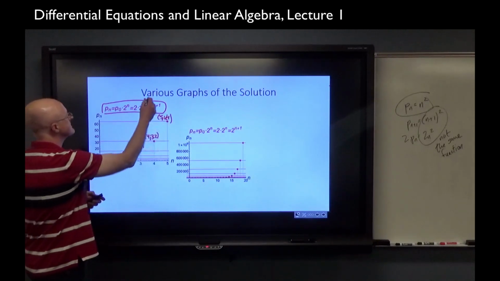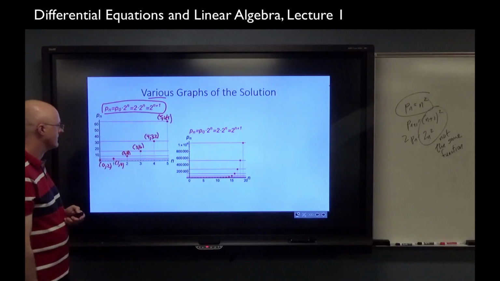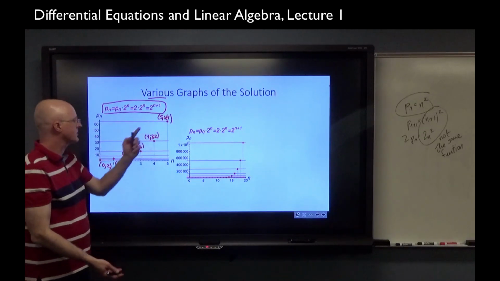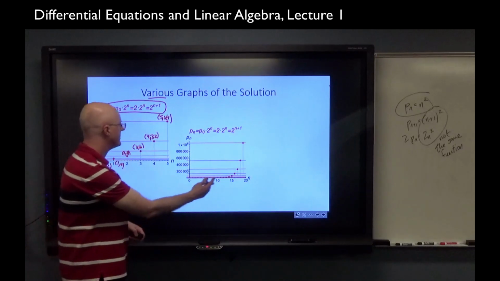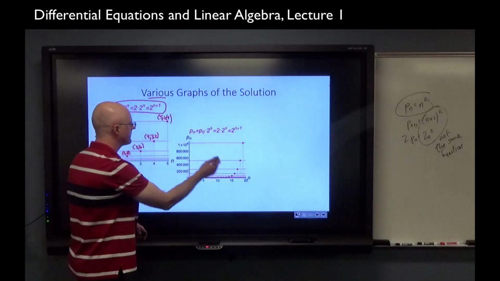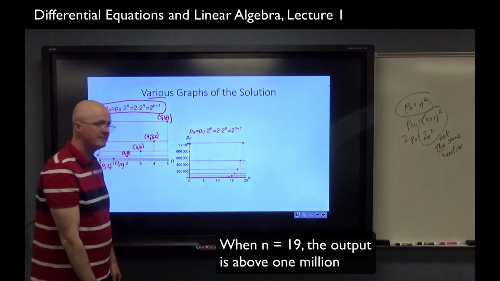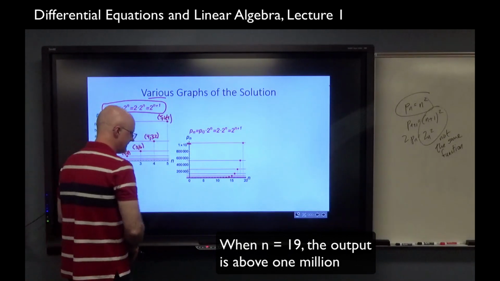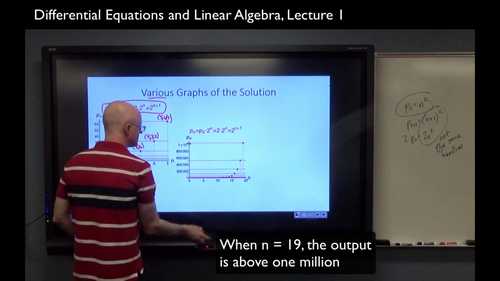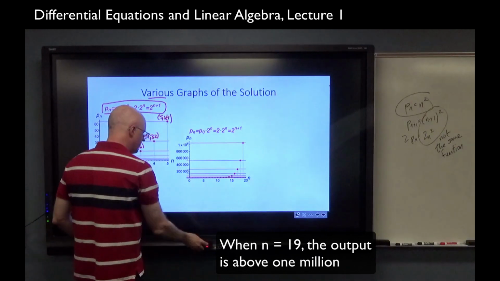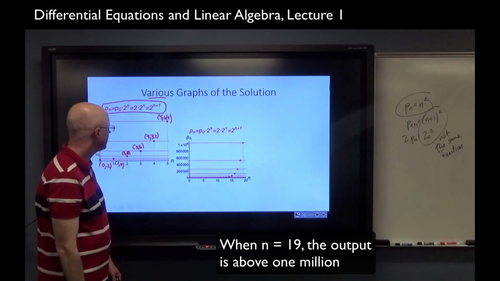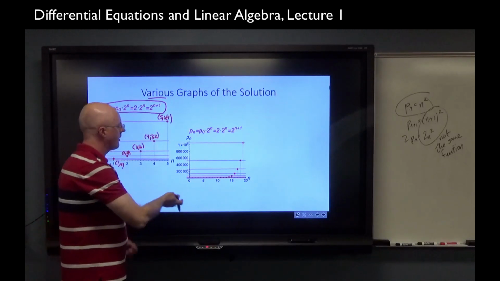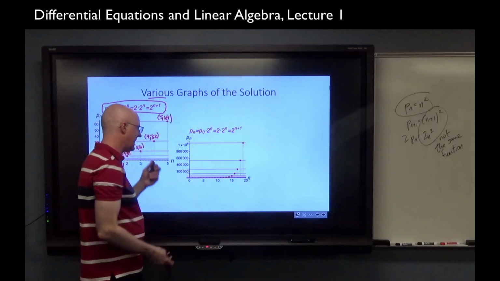It's various graphs. What did I do here? I made the scale in the vertical direction a lot different, and I also expanded the scale in the horizontal direction. I go up to n equals 20 here. And look, by the time you get to n equals 20, the output is up above 1 million. 10 to the 6th here, that is 1 million. And we are slightly above 1 million there. Okay. Here you can see more of the exponential behavior.